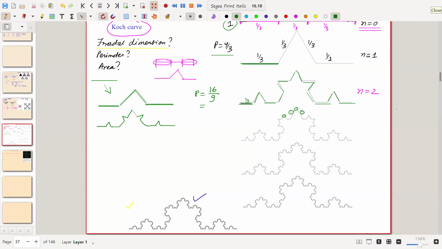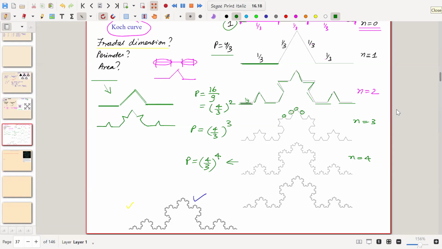16/9 is nothing but 4/3 to the power 2. What was the perimeter before? 4/3. What perimeter did it become after? 4/3 to the power 2. Now what is the next perimeter, if you follow the pattern? 4/3 to the power 3. And this is n equal to 3. This is n equal to 4, so the perimeter for n equal to 4 is 4/3 to the power 4.